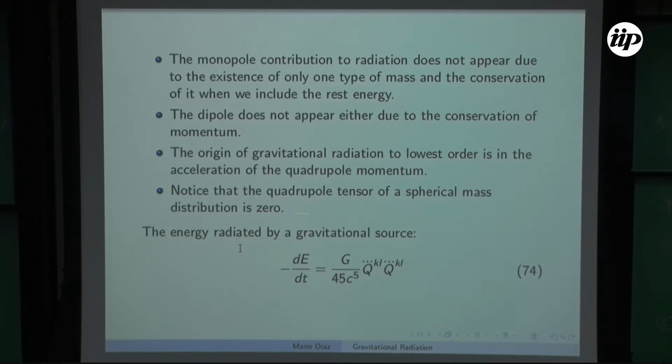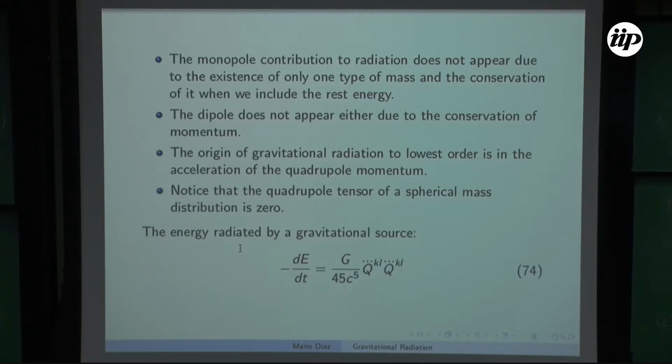The quadrupole tensor of a mass distribution is zero if you have a source that is perfectly spherical and accelerated due to spinning, as most stars are. That wouldn't radiate. A different story is if there is some departure from sphericity, ellipticity, little tiny mountains. But the energy radiated by a gravitational source can then be written in these terms.